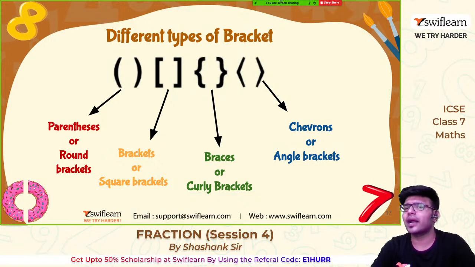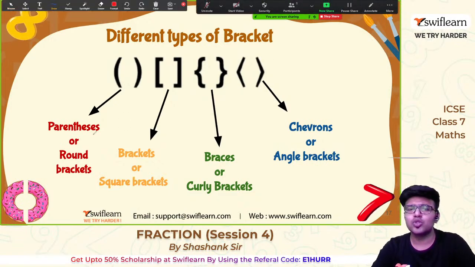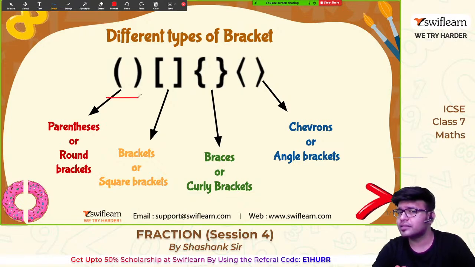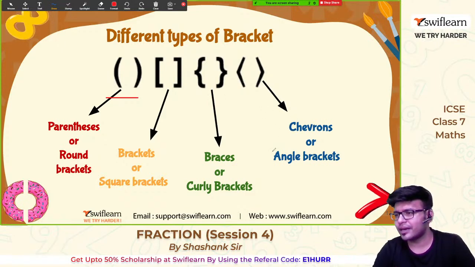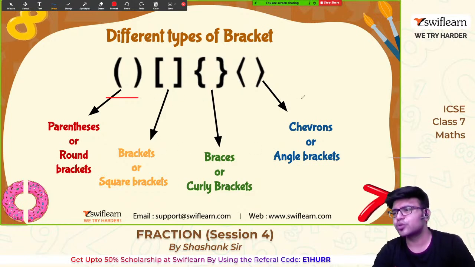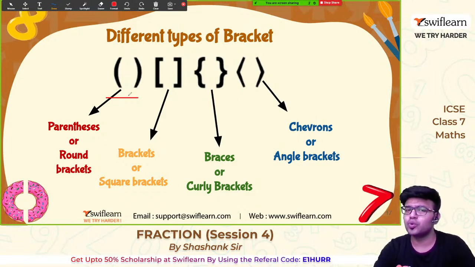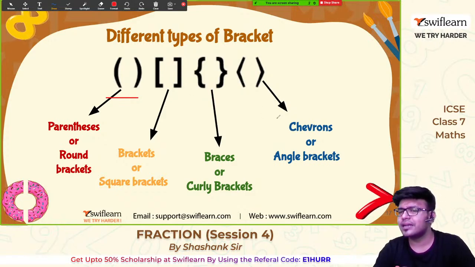Different types of brackets: parentheses or round brackets, square brackets or simply known as brackets, braces or curly brackets, and angle brackets. So this is the order which you need to solve. Give first preference to round brackets, then square brackets, then curly brackets, then angle brackets.